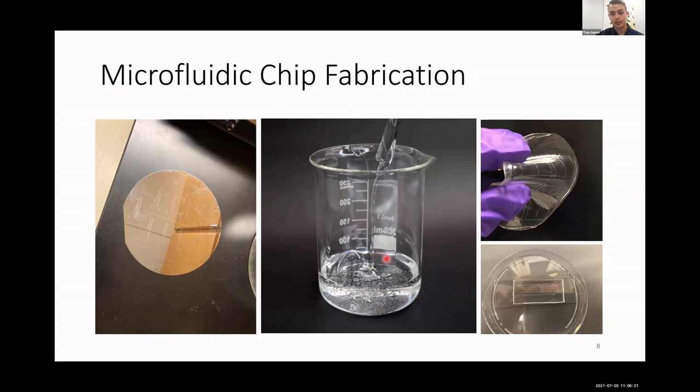We then poured PDMS onto the disc and removed any air bubbles that would have been present via a vacuum pump. And then we put that disc covered with PDMS in the oven, at about 75 degrees Celsius overnight. Then we scraped off the PDMS covering, cut off the individual chips, and bonded them to a glass slide using a plasma chamber.